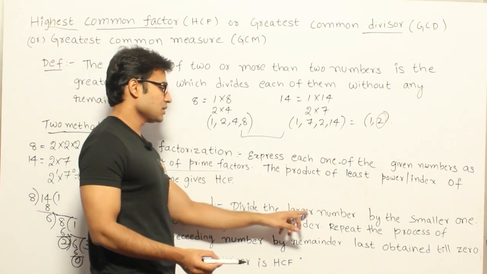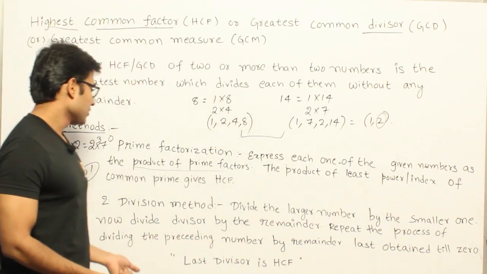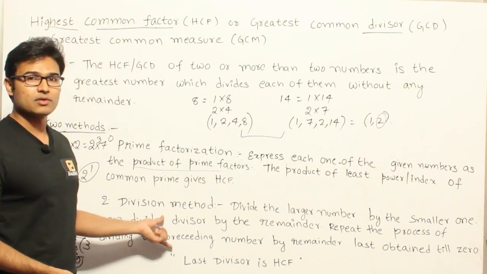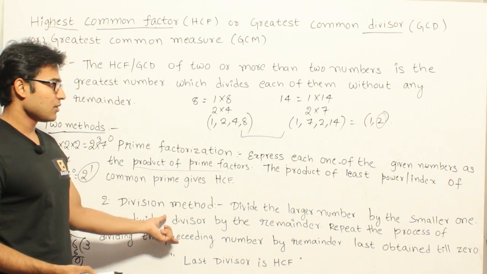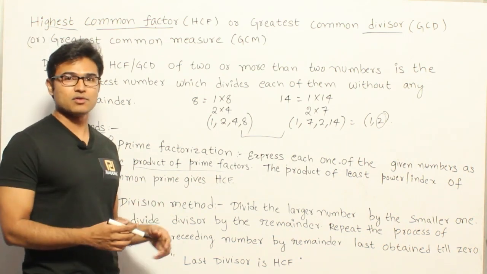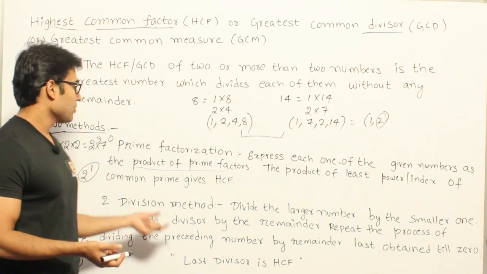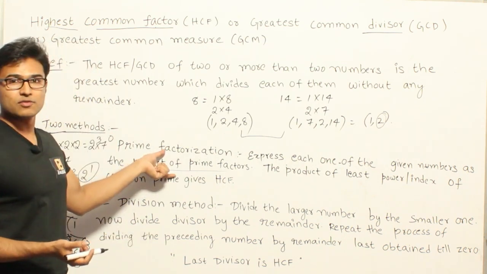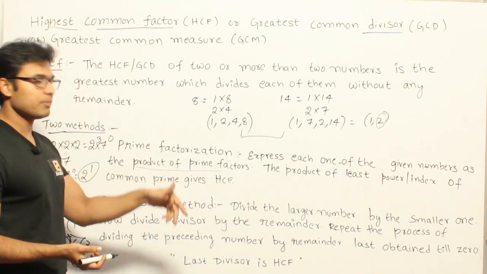Divide the larger number by the smaller number. And one more thing, this method will be applicable only when you have 2 numbers only. Otherwise, if you have more than 2 numbers and you are trying to find the GCD, you have to take them in pairs and work on them, right? But here you can apply this method even if you have more than 2 numbers directly. Here you have to work in pairs.